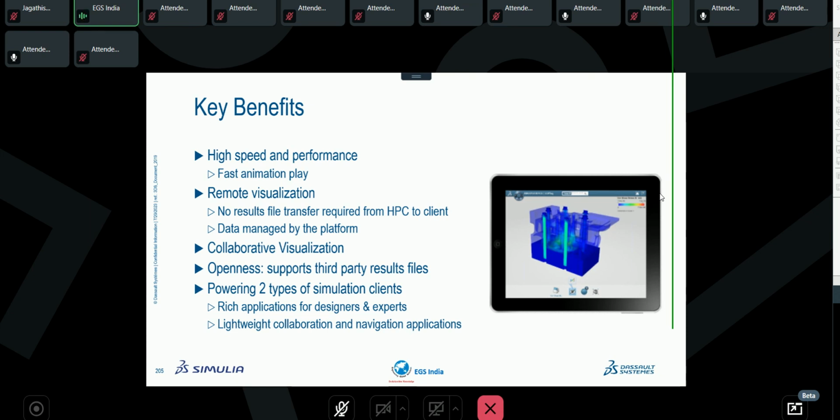With the remote visualization we can check for any kind of problems that are also solved on the high performance computing, that is the cloud computing also. Collaborative visualization will help you to share any kind of results to any departmental persons that you are going to have in your organization, and which will improve the product ultimately.